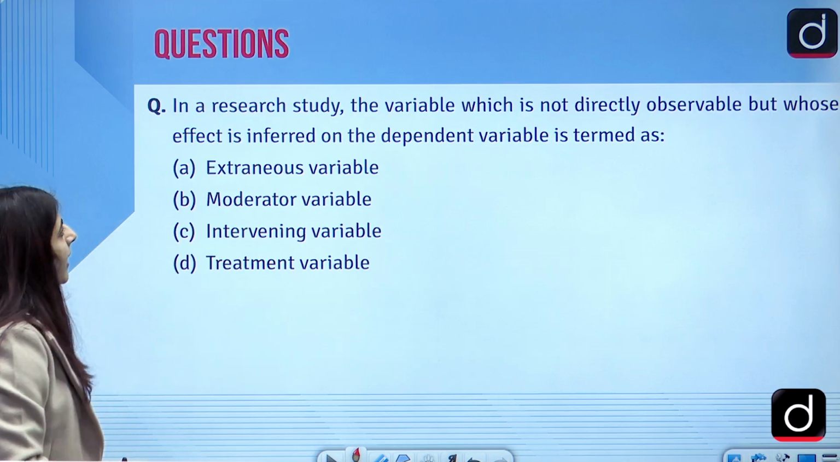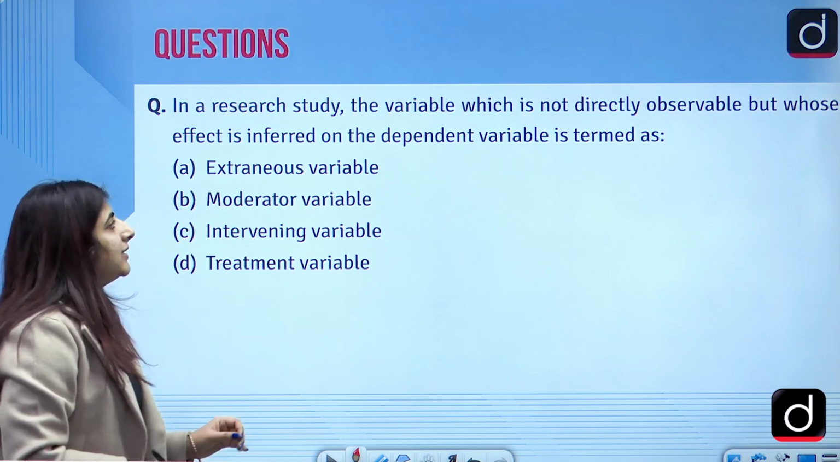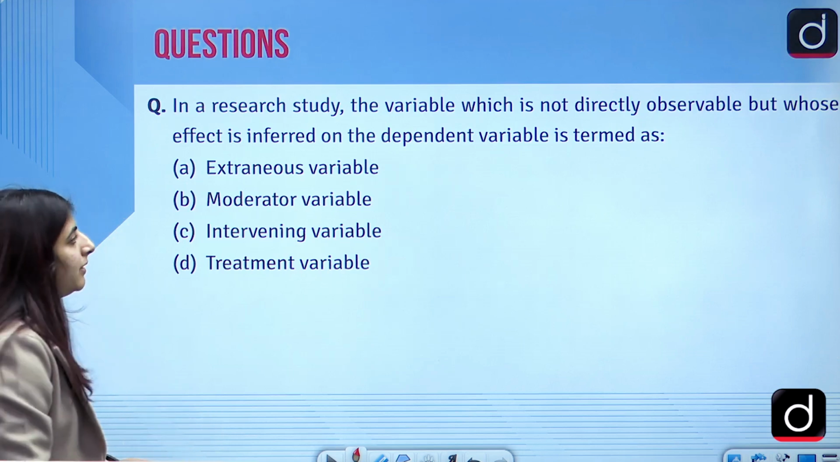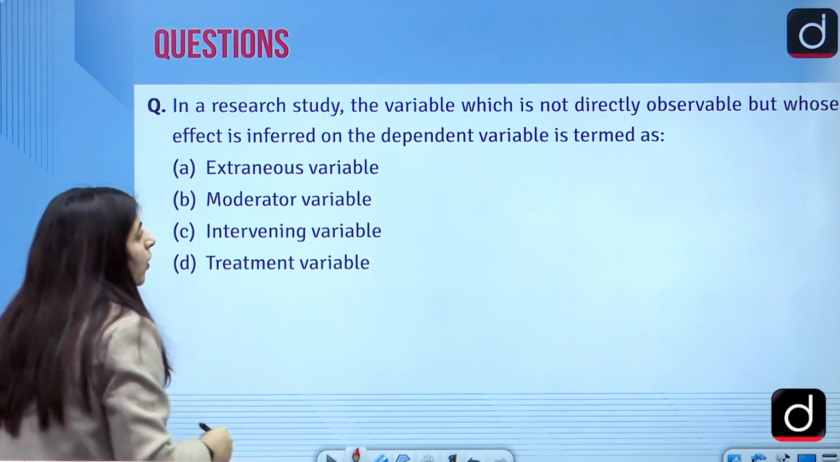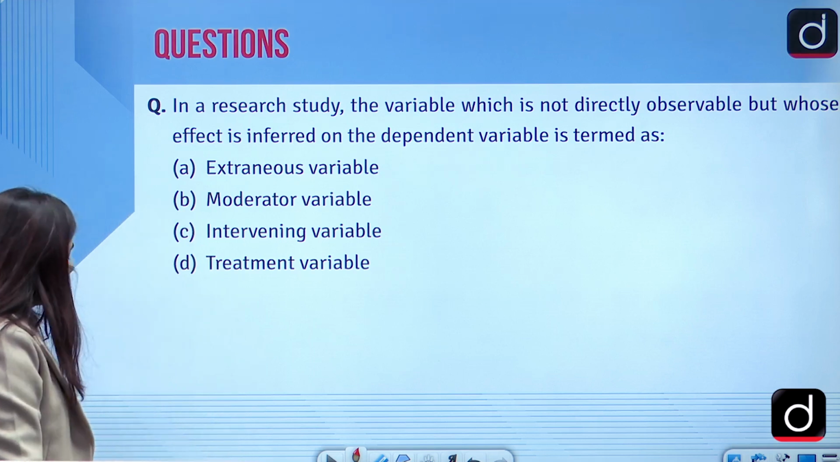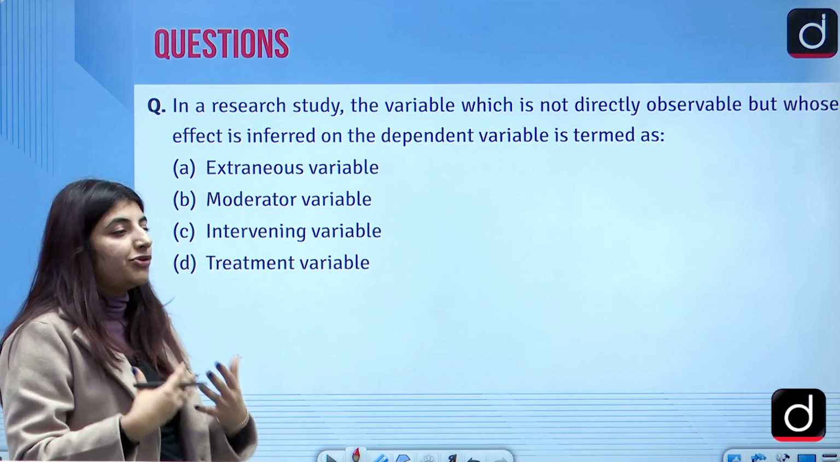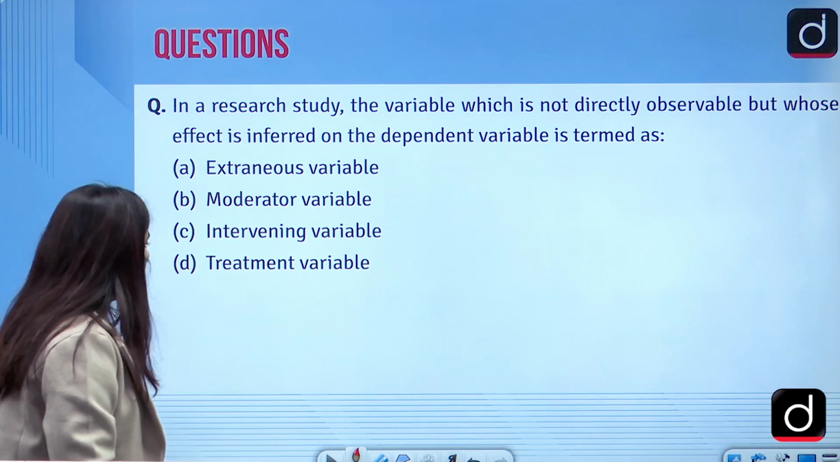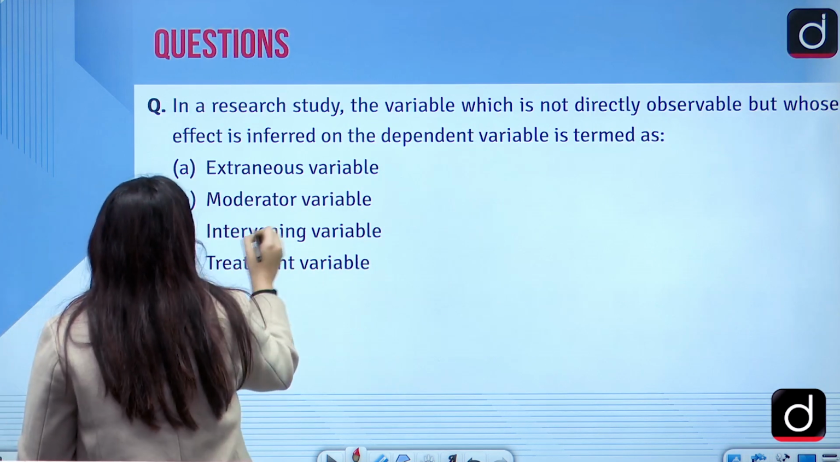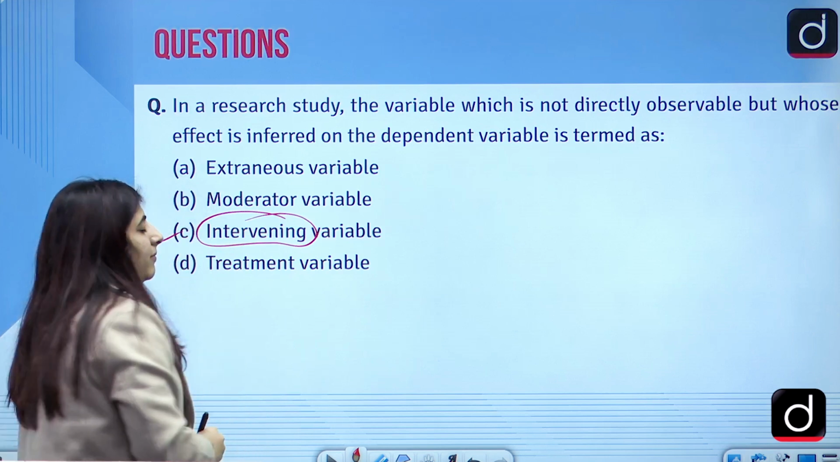Correct? Then we have a next question. In a research study, the variable which is not directly observable but whose effect is inferred on the dependent variable is termed as. Pause your screens, try to look up for the answer, try to see what you make out of this very question. The answer to this question is option C, intervening variable.